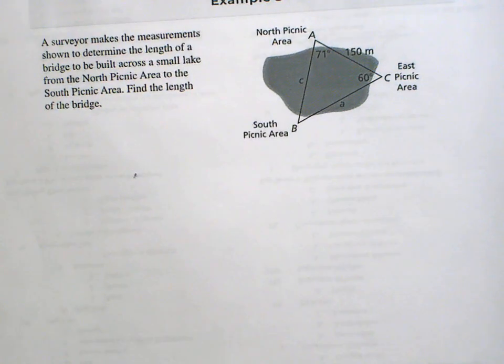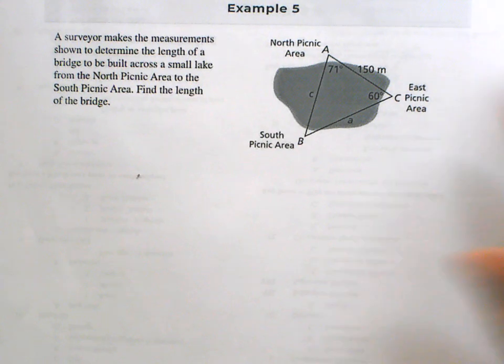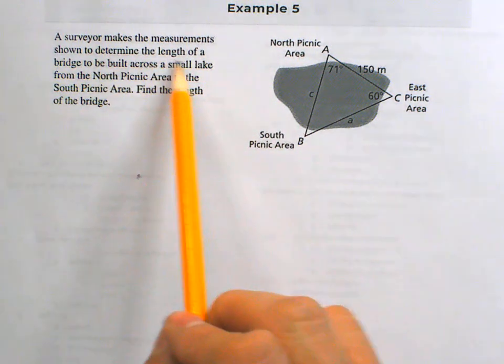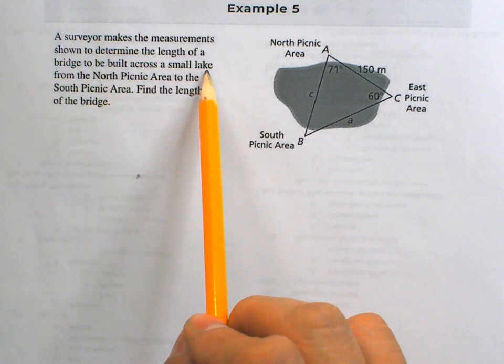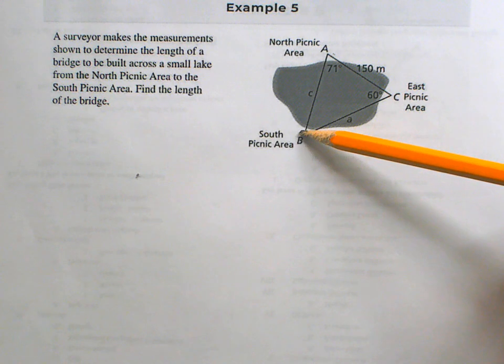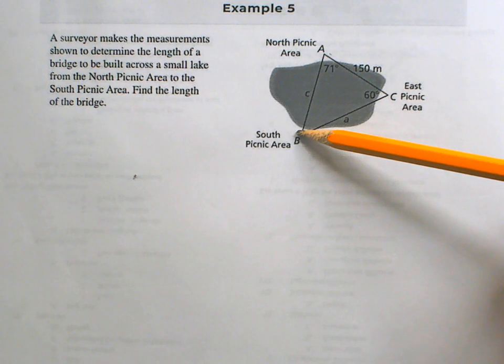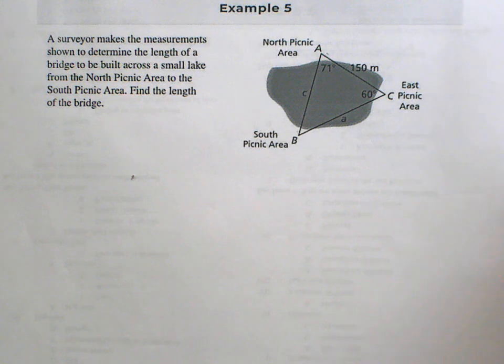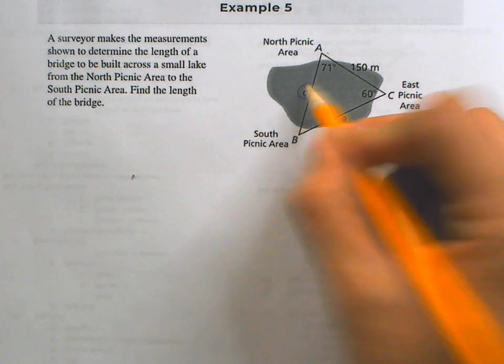All right, let's take a look at example 5 now. Now you have this, looks like a lake or a picnic area. That's a north picnic area, an east, and a south picnic area. A surveyor makes the measurements shown to determine the length of a bridge to be built across a small lake from the north picnic area to the south picnic area. So find the length of the bridge. So they're technically asking me for C. But we're going to go ahead and find out pretty much everything since we're cool like that.